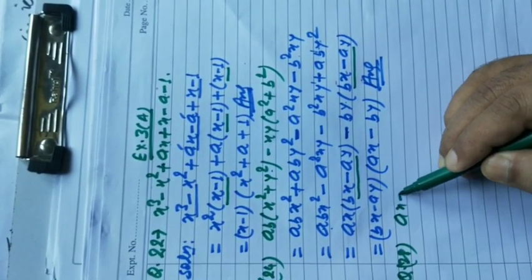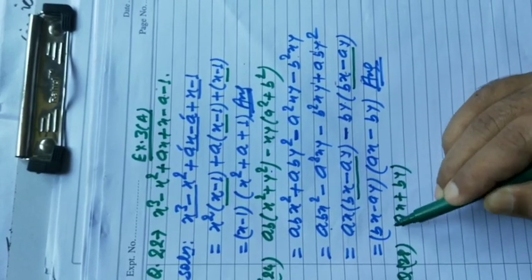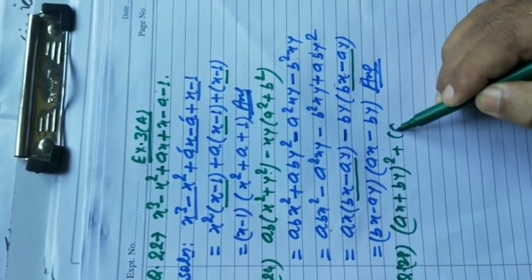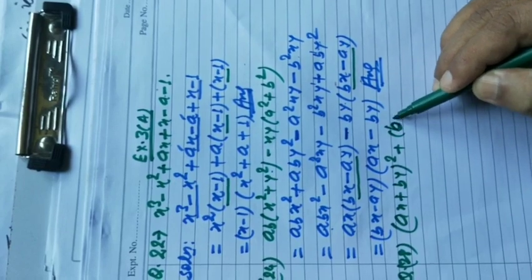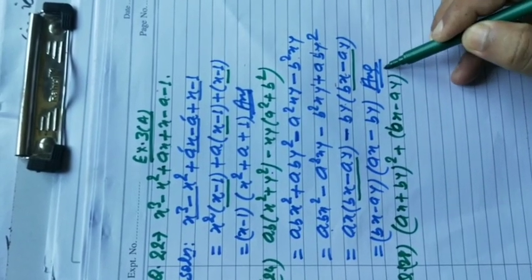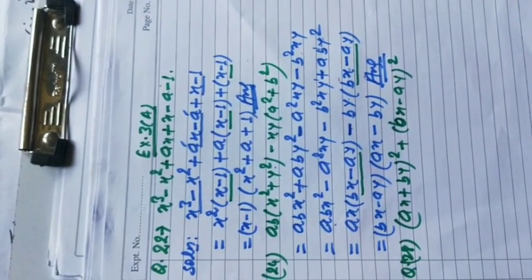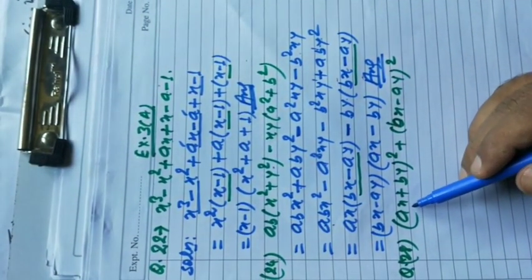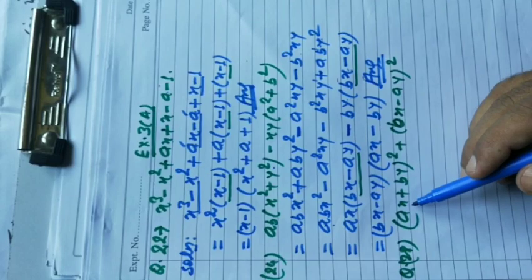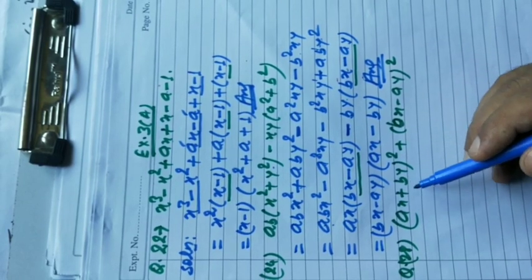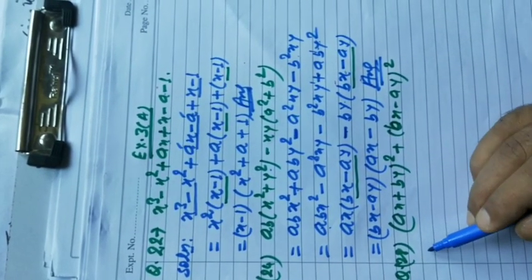You have to factorize (ax plus by) the whole square plus (bx minus ay) the whole square. You have to factorize it. So let us factorize it. You know the identity, this is based on the identity (a plus b) the whole square.